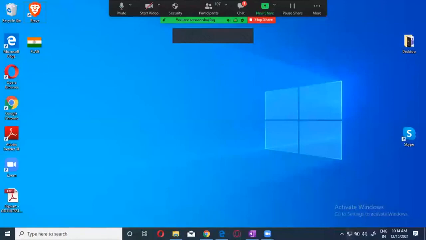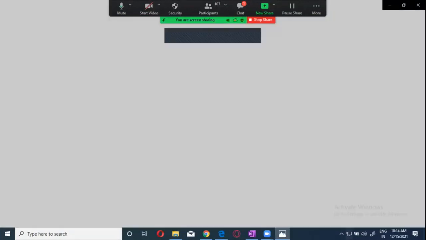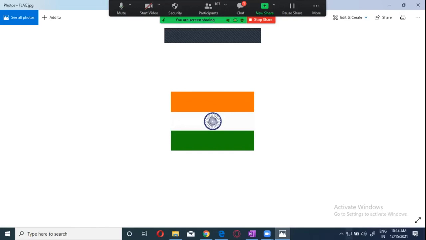Now let's see this one, guys. We got the flag. If I want to open the flag, I just say open. Now you see, it is opening in a particular software called Photos. This is the work of Photos. It is accumulating all the pixels and showing it. In the same way, sometimes if you open videos, you get a message that it is not compatible. What do I mean by that? It is not able to extract the things from that.